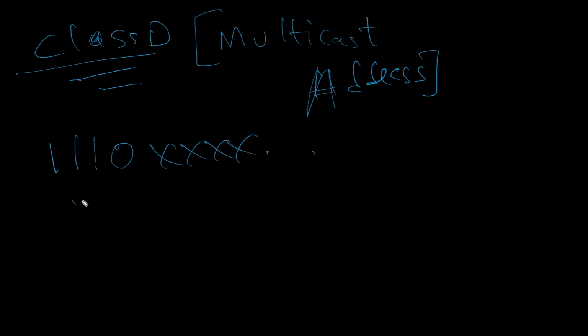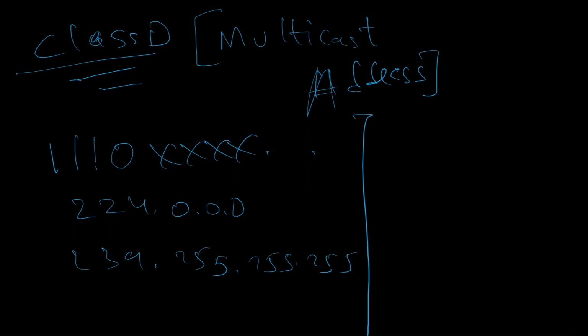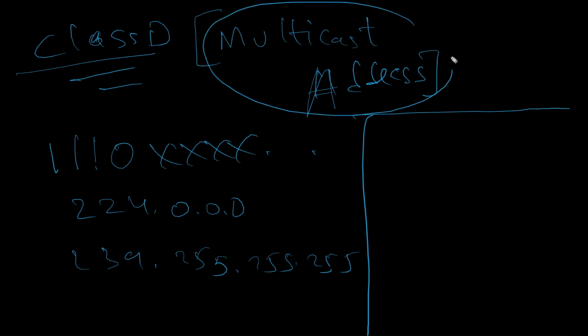So the range would be from 224.0.0.0 to 239.255.255.255. This is class D. So this is used for multicast addresses. By multicast, I mean we just group some IP addresses into one single unit. So we assign some range of IP addresses for this, and we send whatever we want to multicast, whatever we want to communicate, with this. It is not so relevant, that's why I'm not explaining it in detail.